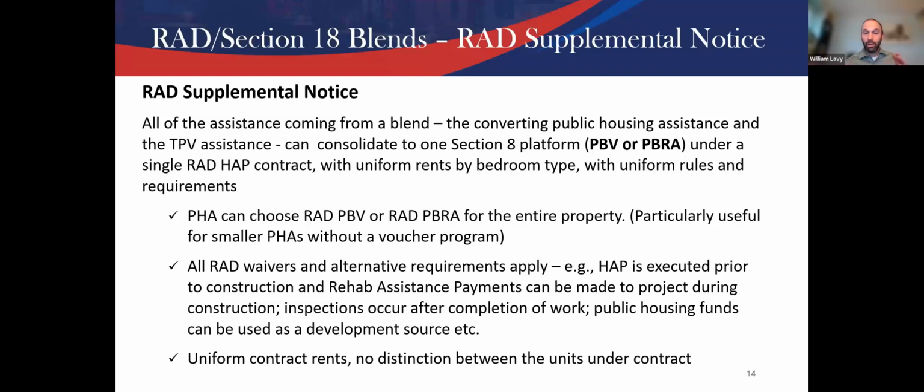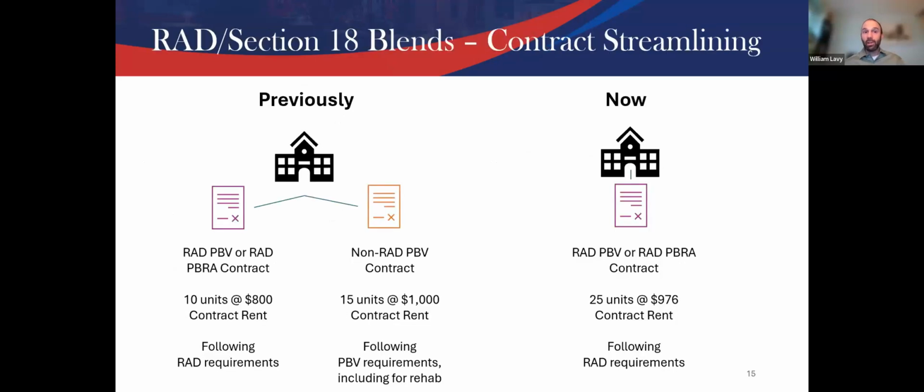So again, rather than have two different contracts with mostly the same but somewhat different rules, all of the units will be under the same contract. Let's dive into this a little bit more. So again, previously you had two contracts. Some units were converting through RAD and were under a RAD project-based voucher or RAD project-based rental assistance contract. In this fictional 25 unit property, 10 units would have rents of $800 and be under a RAD contract and follow all the RAD requirements.